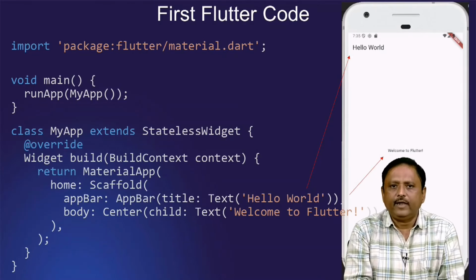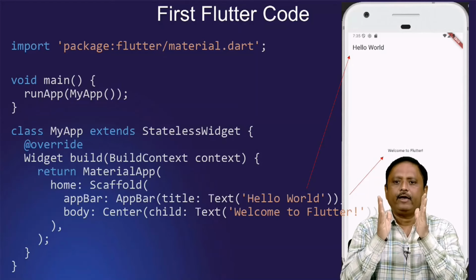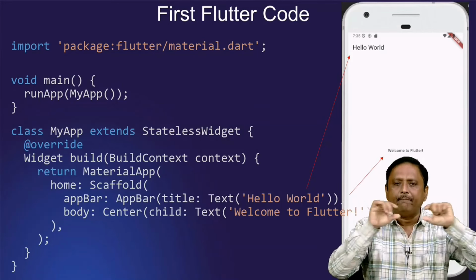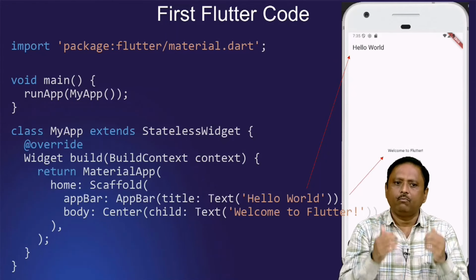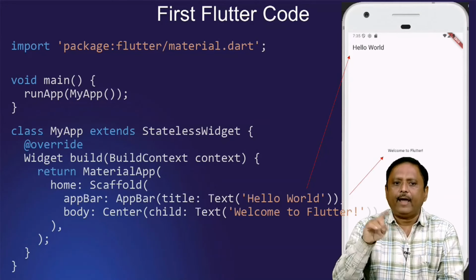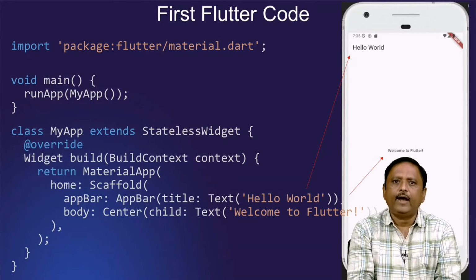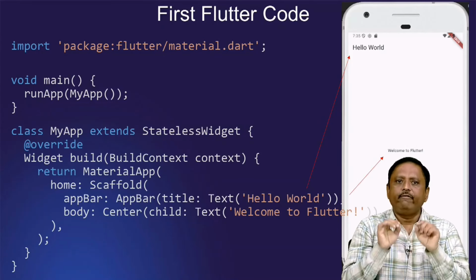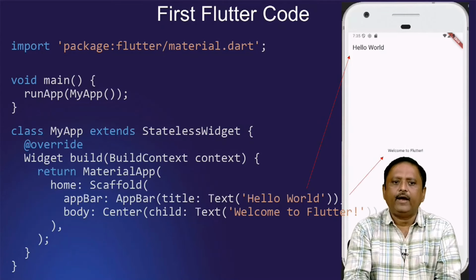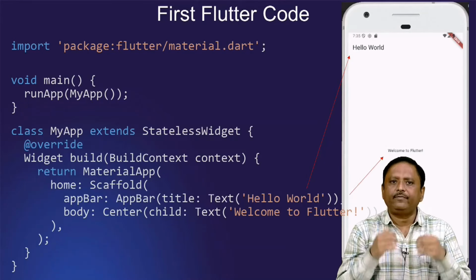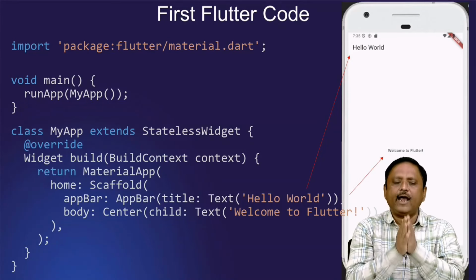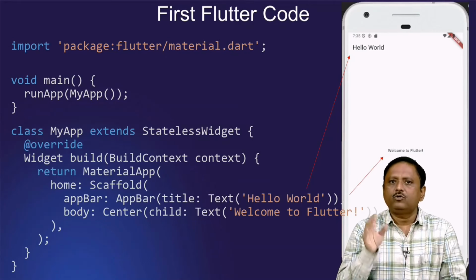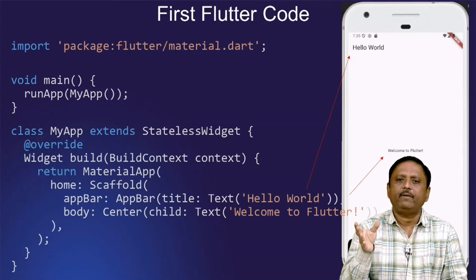Another thing we want to display is welcome to Flutter in the center of the screen. That is not part of the app bar, but it is a part of the body. So after the app bar we write a comma, and in the next line we specify body. Inside body we use the Center widget, and for the Center widget we have to specify its child. So we write child colon, and what we want to display, welcome to Flutter. Welcome to Flutter can be displayed by the Text widget.